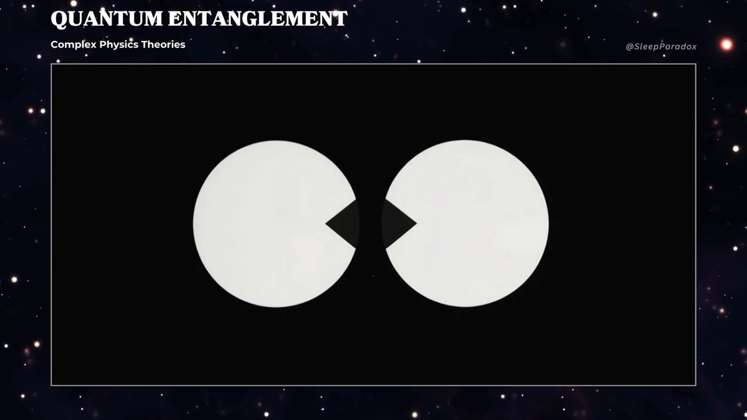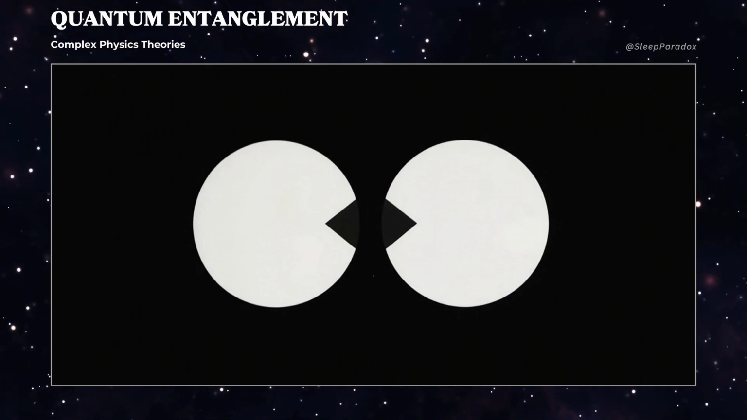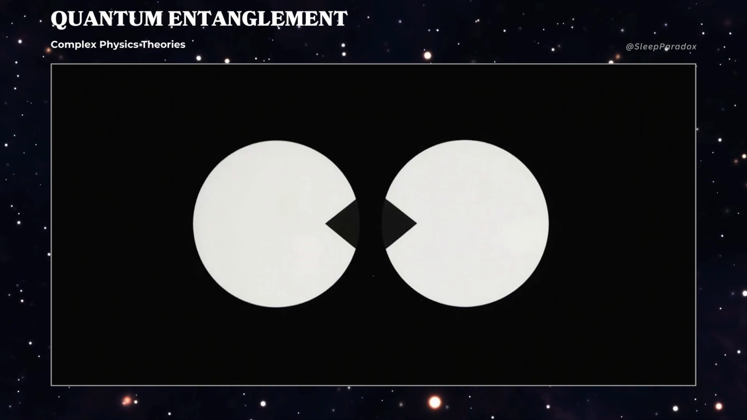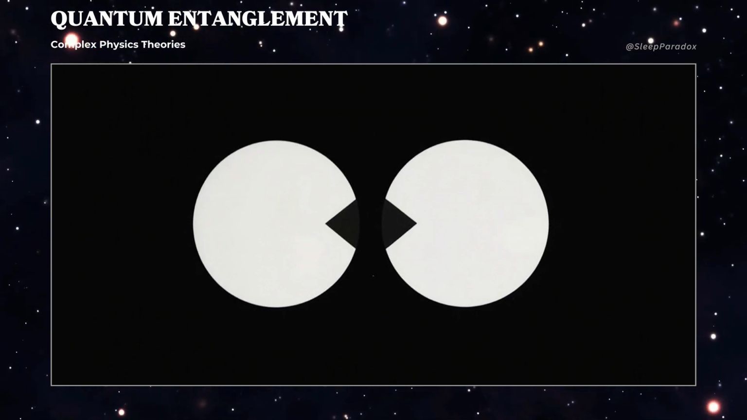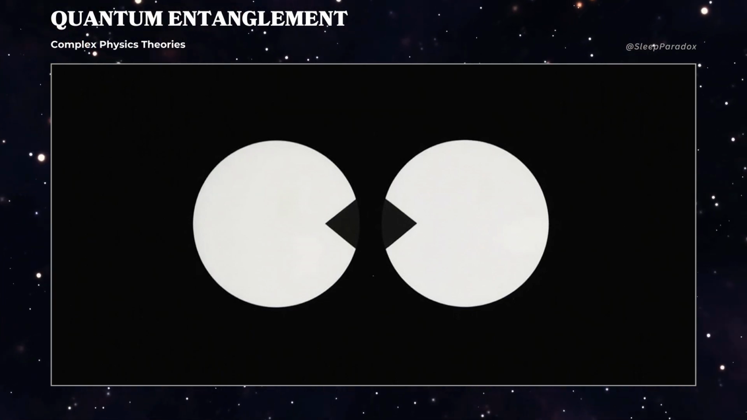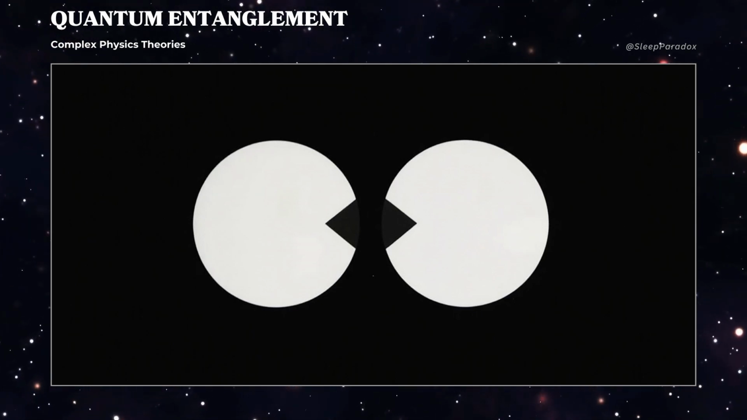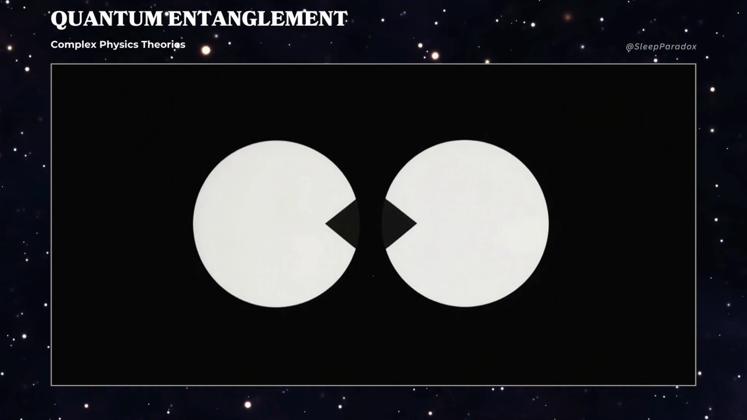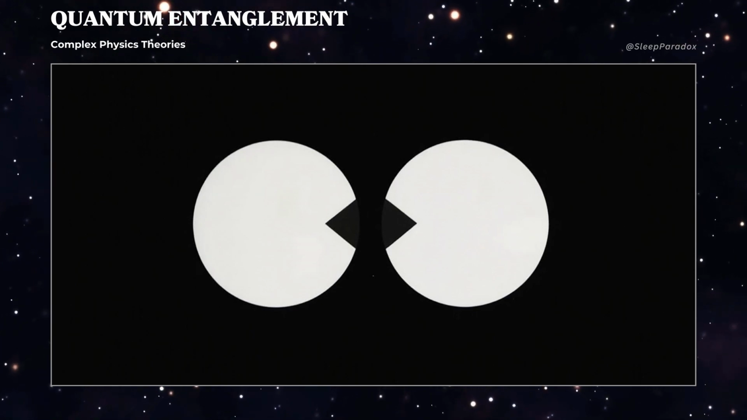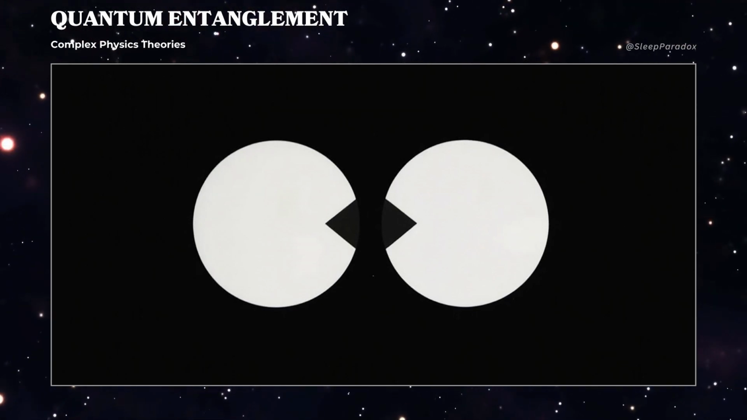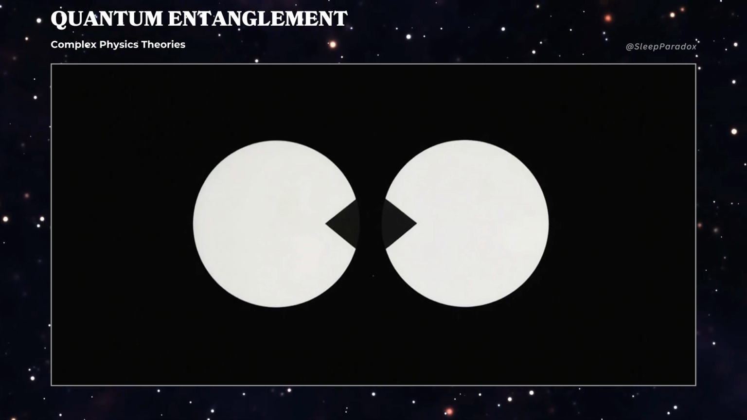To understand what this means, we need to recall that in quantum mechanics, particles like electrons and photons are described by wave functions. These wave functions can represent a range of possible outcomes. When two particles become entangled, their wave functions are no longer separate. Instead, they form a combined system. The properties of the two particles become correlated in a way that cannot be explained by classical physics.